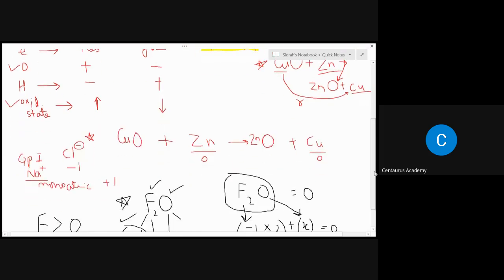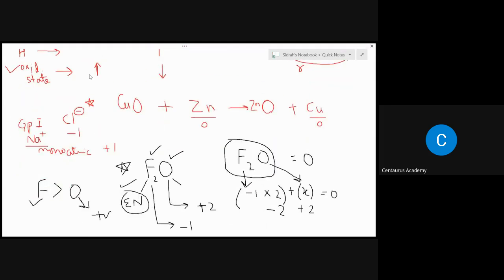The rules of oxidation states are that whenever an element is not combined with any other element, it is going to have an oxidation state of 0. For example, oxygen is a molecule, but it is still in its elemental state, not combined with any other element, so its oxidation state is 0. Chlorine, hydrogen, nitrogen, fluorine, any other molecule in its elemental state has an oxidation state of 0.